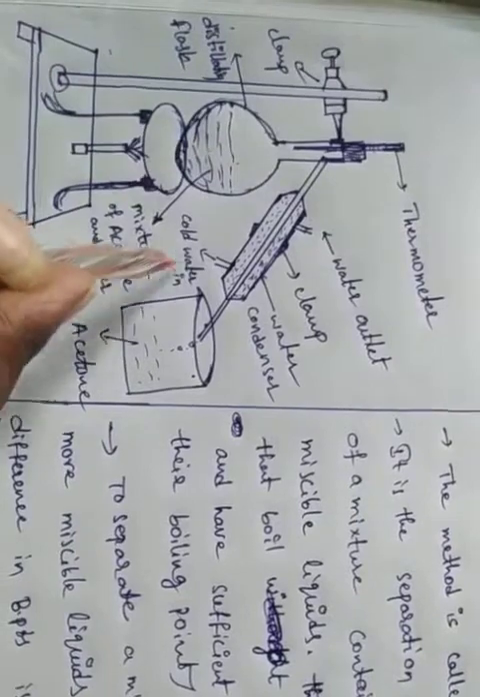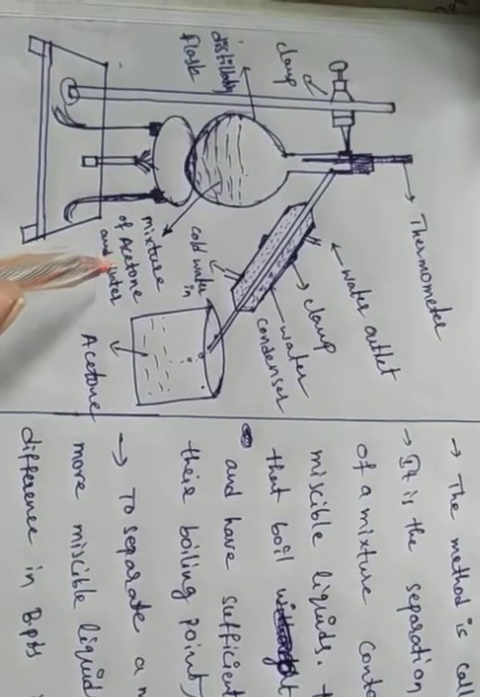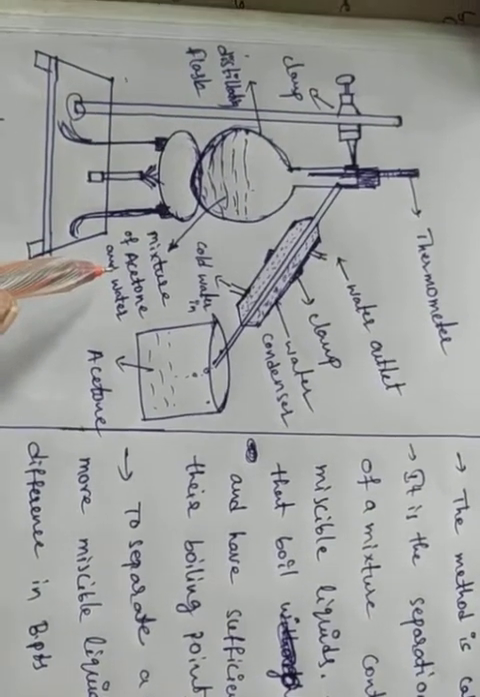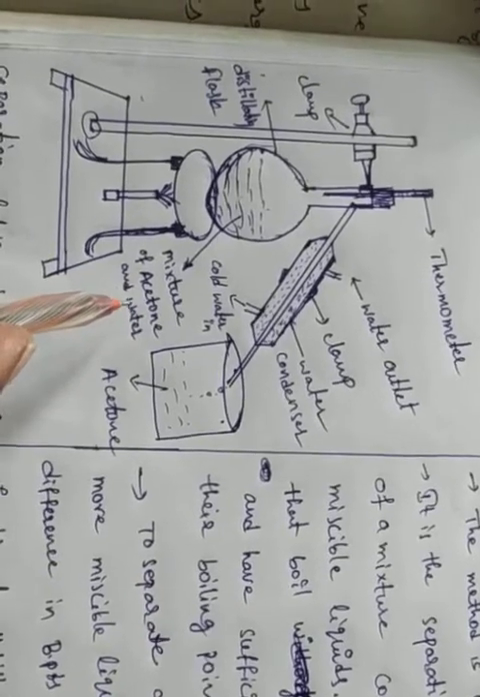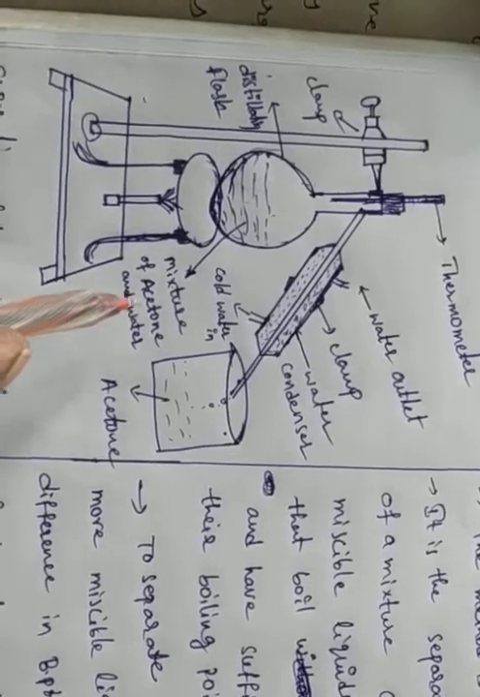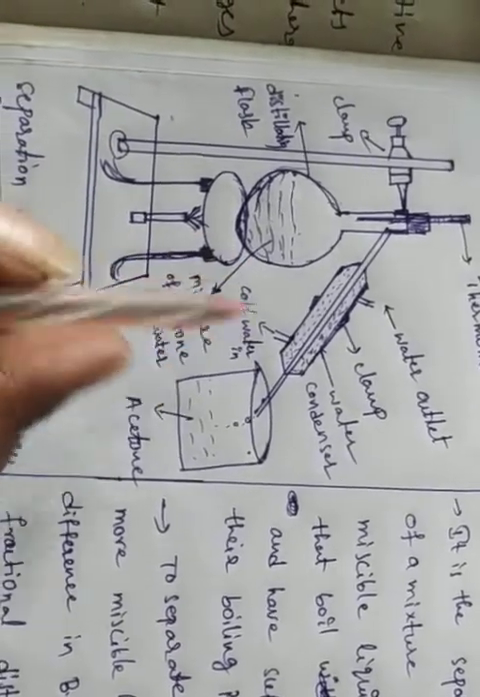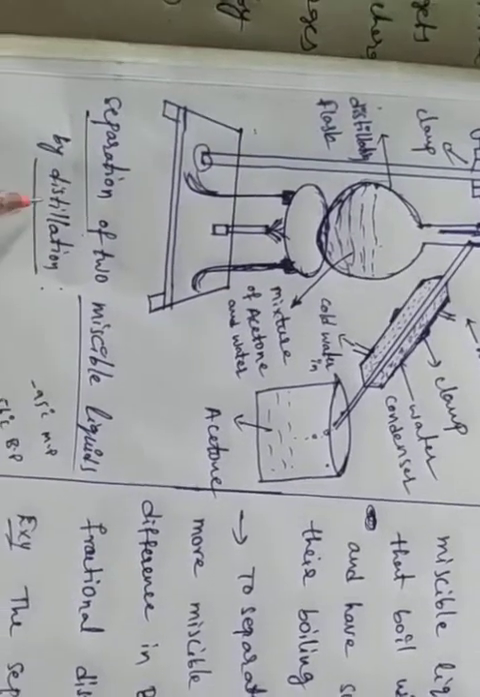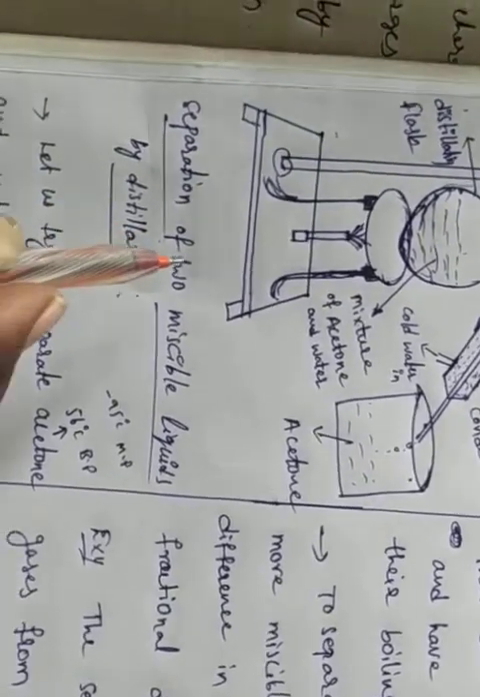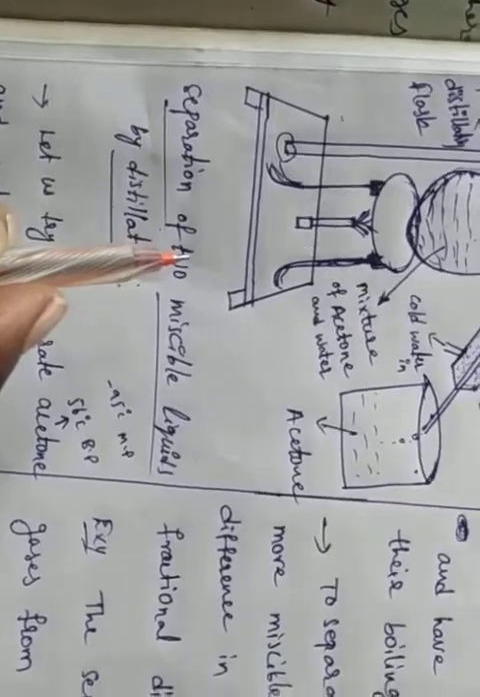This is a mixture of acetone and water. Acetone and water both are miscible liquids. How can we separate these miscible liquids? Separation of two miscible liquids by the distillation method. In this process we have to use the distillation method.